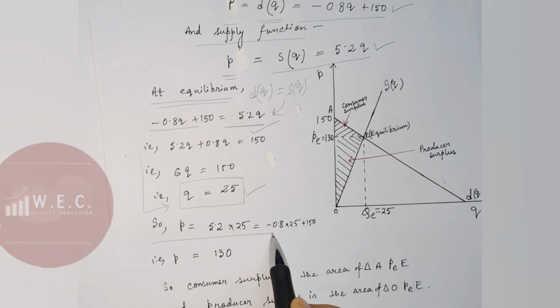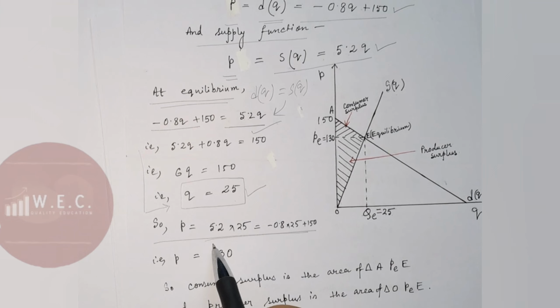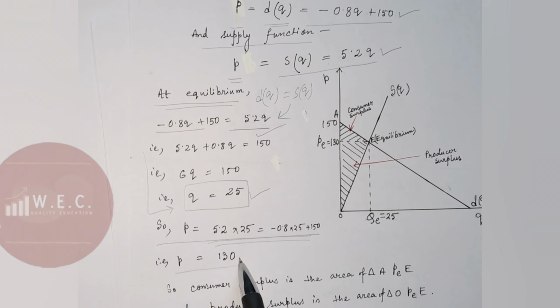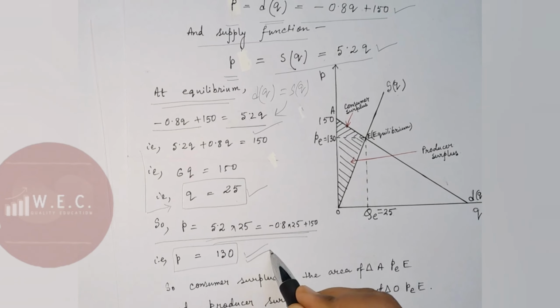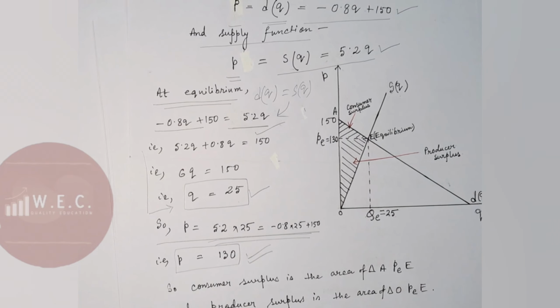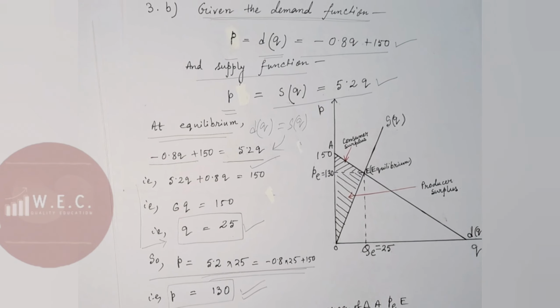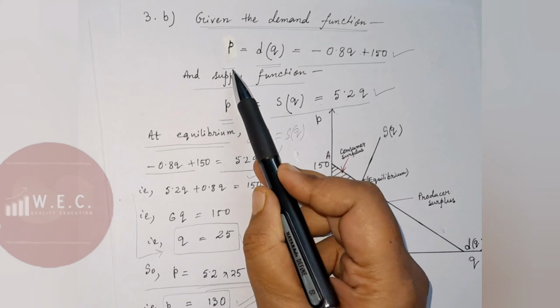Equilibrium price, we can get through putting the value of Q, that is output, in the demand function or supply function. In any function we can put the value of quantity, we can get the value of price.